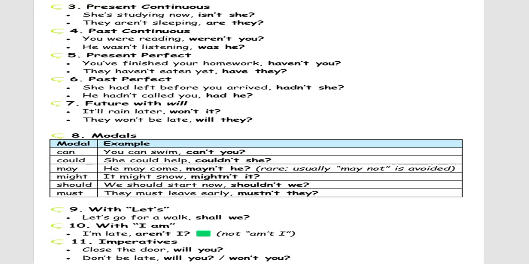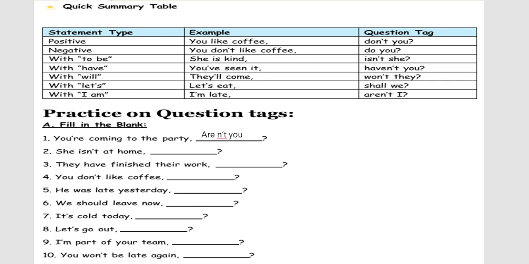Here are a few more exercises based on question tags. You can swim, can't you? She could help, couldn't she? A positive statement is followed by a negative question tag. There are a few more sentences on question tags for practice here.